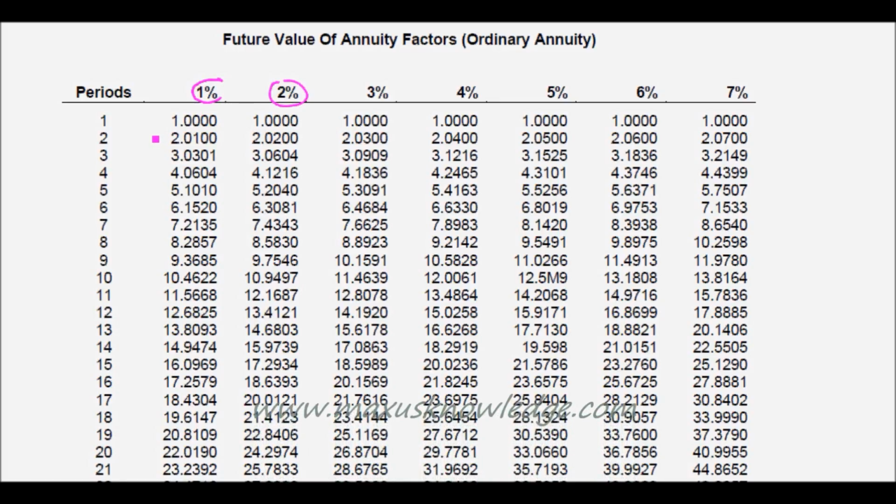So now in our case, we have n as 4, that is this, and rate of interest is 6%. So this. Now we have to find the value at the intersection of these two values, which is this value here. So the compound value factor in our case is 4.3746.